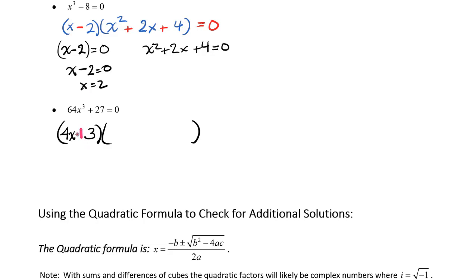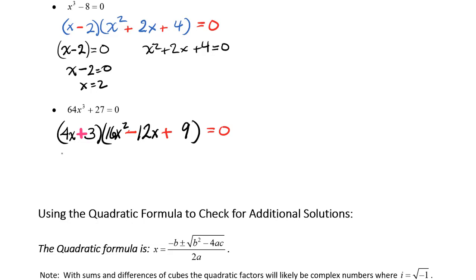and then opposite and always positive for the other two signs in the trinomial. We'll square 4x and we'll get 16x squared. We will square 3 to get 9, and then we'll take the product to get the middle term, which will be 12x. Don't forget to set these equal to 0.